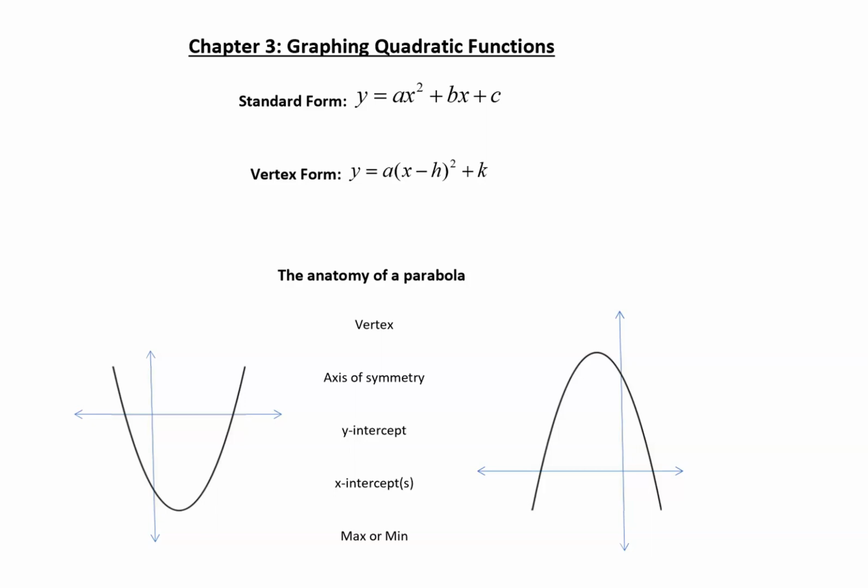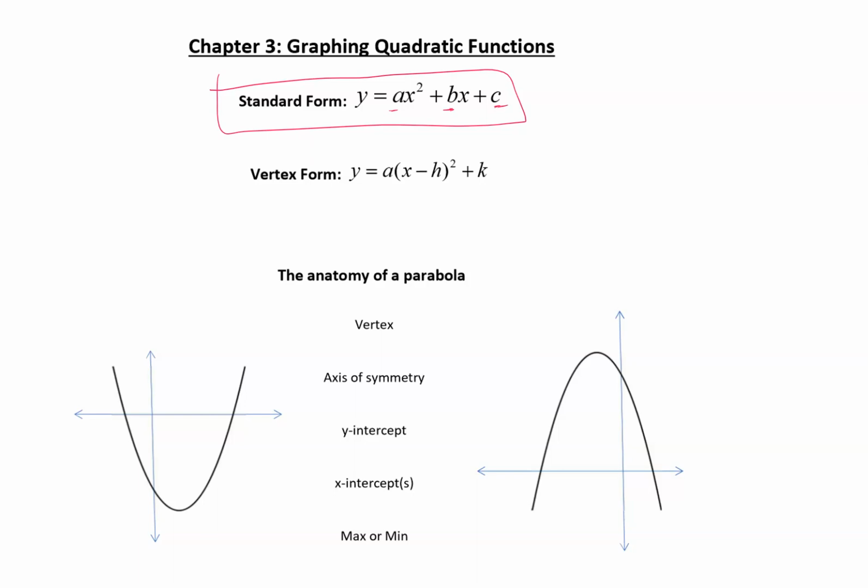In this lesson, we're going to talk about graphing quadratics in standard form. For quadratics, we have two main forms we use: standard form and vertex form. In this video, we're going to focus on standard form. In standard form, a is the coefficient for your x squared, b is the coefficient for your x, and c is your constant term.